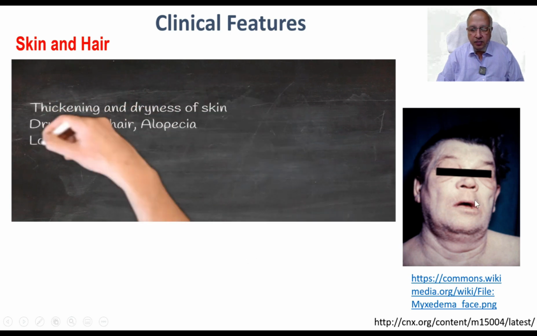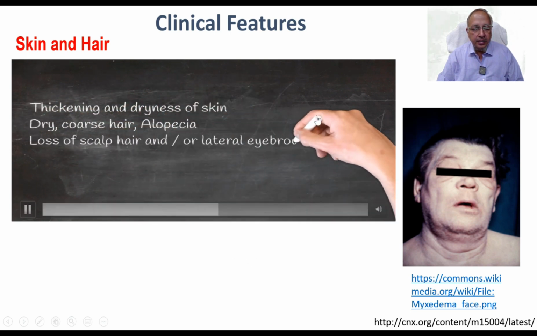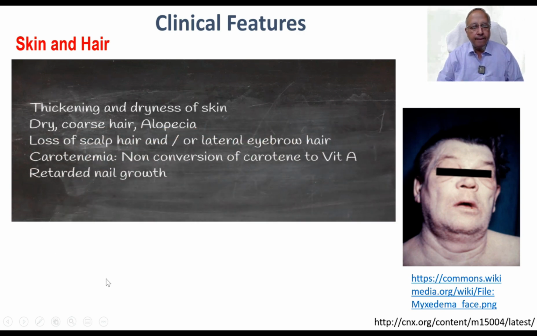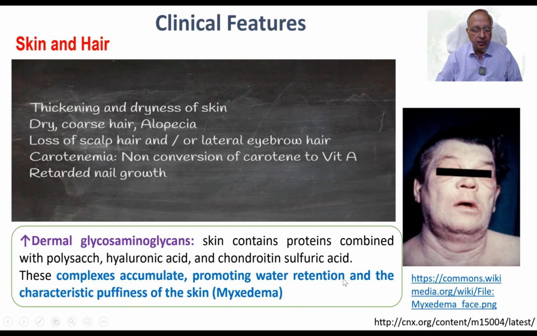Again, a small note on myxedema. There is thickness and dryness of the skin, dry coarse hair, alopecia, loss of scalp hair and or the lateral eyebrow hair, carotenemia due to non-conversion of carotene to vitamin A, and retarded nail growth may occur. There is accumulation of dermal glycosaminoglycans, and these accumulate and promote water retention, and this is called myxedema.